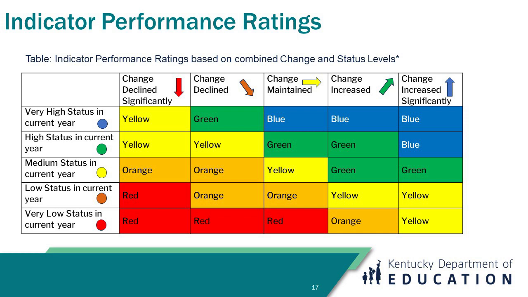Our indicator performance ratings table combines these two elements, the change and status levels. By examining this table, you'll get a comprehensive understanding of how different combinations of change and status influence the final performance rating. So, as we delve into the details of this table, remember, we're integrating both quantitative aspects of the scores and the qualitative insights provided by the levels to present a holistic picture of performance.